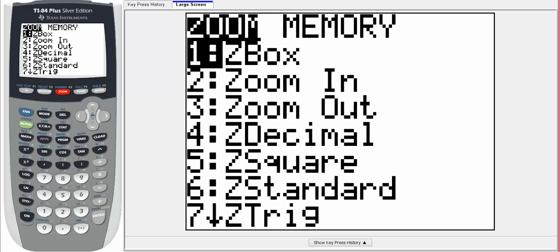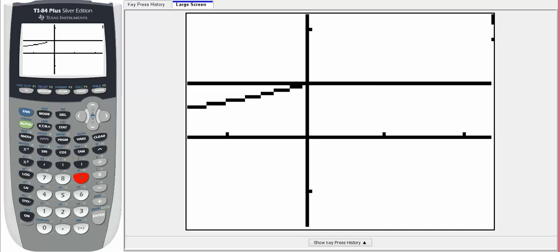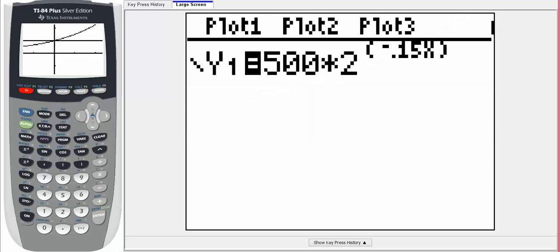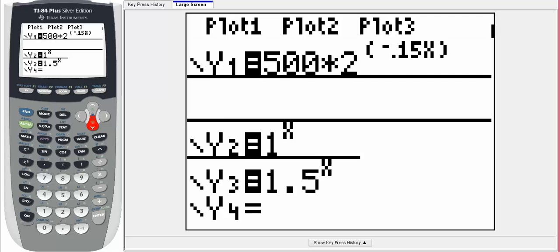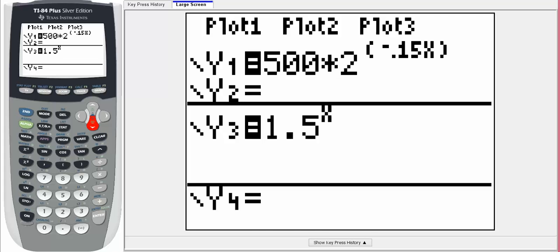Anybody? I like zoom. You say zoom fit? Is that 9? Is it zoom fit? Let me see here. Oh, do you see? Oh, look at that. Oh, yeah, I think I picked the wrong one. Oh, there's multiple functions. That's why it's confused. Look, when I did this, look in Y1 here. Are there multiple? Yeah. So it just tried to find the best window to show all 3 functions. That's kind of a problem.